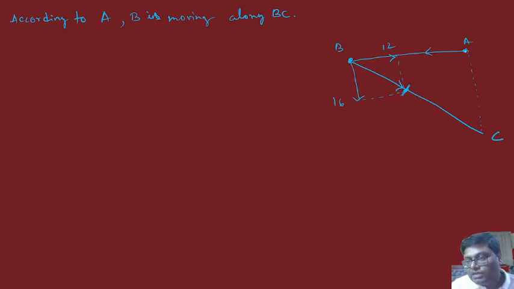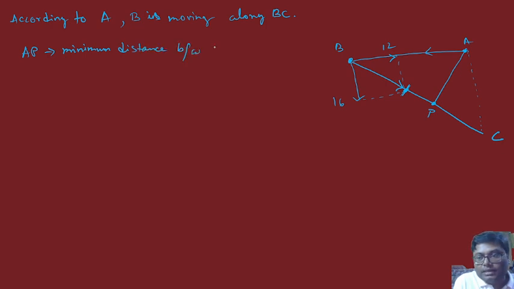Now A is a fixed point. With respect to this point, if we draw a perpendicular on BC, this point P, at some time B will cross this point P. And we know that from a point the minimum distance will always be the perpendicular distance. So AP will be the minimum distance between A and B. And what is AP? AP is perpendicular to BC, this one.